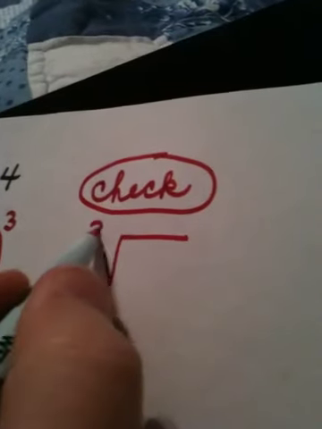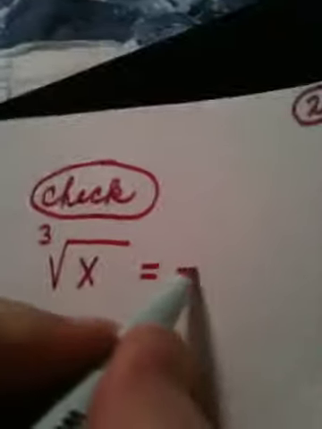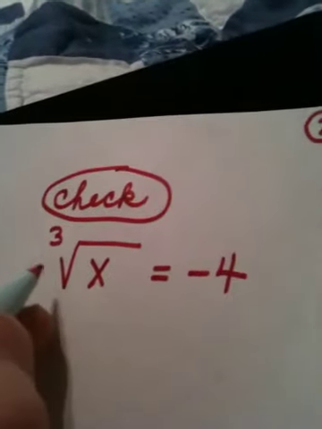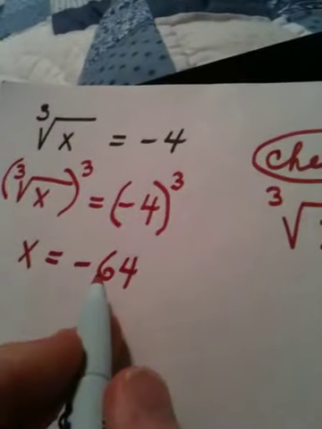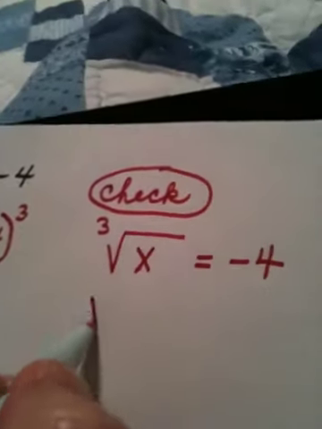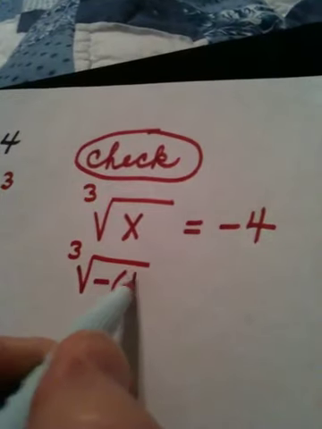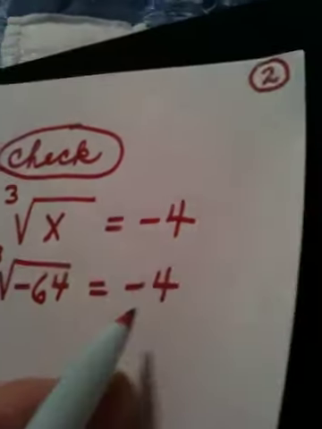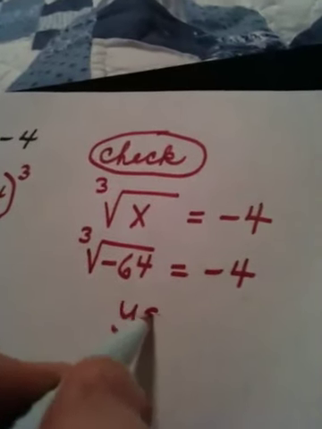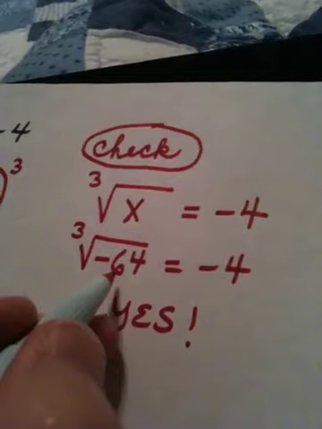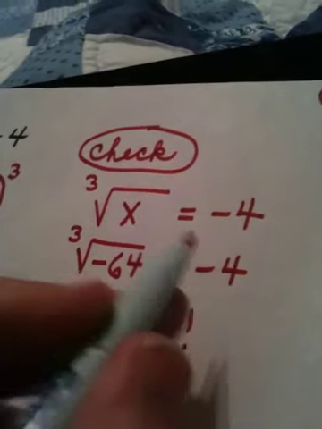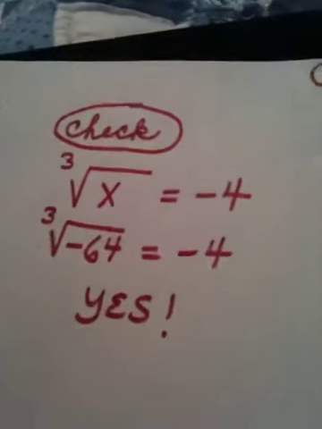Now, what I always have to do with any radical is I have to check my answer. And I always check my answer by going to the original equation with the radical still in it, and I plug in what I think is the answer. So I have the cube root of -64 equals -4. And is that true? Yes. Because the cube root of -64 is -4. Because -4 times -4 times -4 would give me -64.